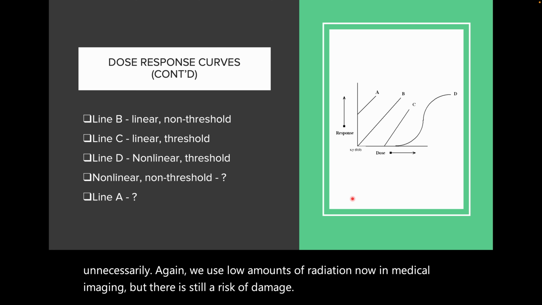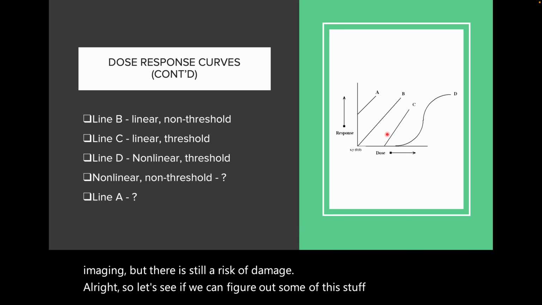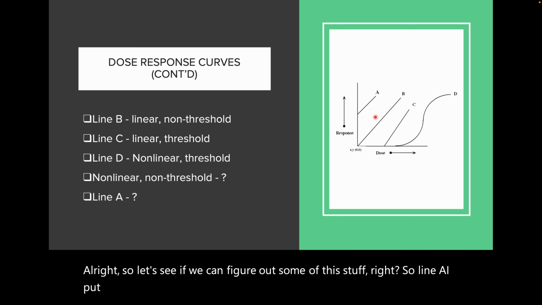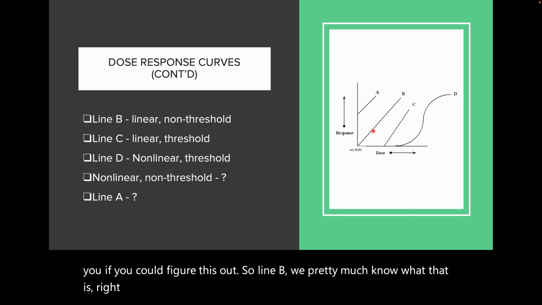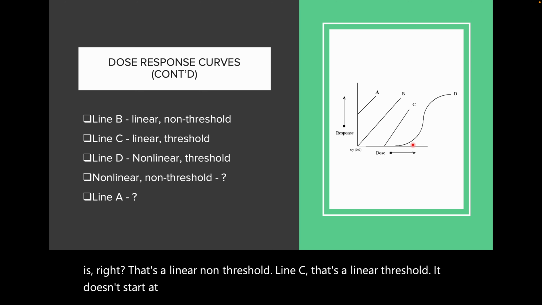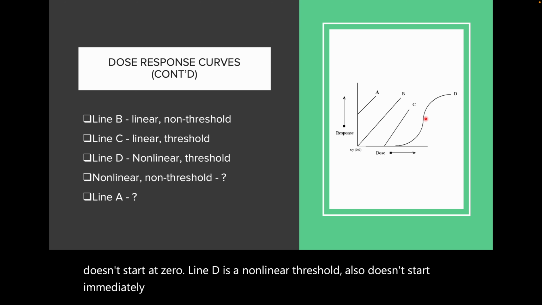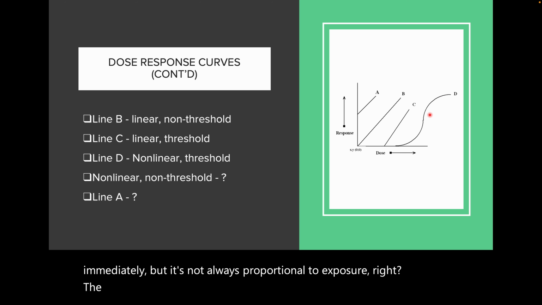All right, so let's see if we can figure out some of this stuff. So line A, I didn't ask you, actually it wasn't on the other one, but I'm going to ask you if you could figure this out. So line B, we pretty much know what that is. That's a linear non-threshold. Line C, that's a linear threshold. It doesn't start at 0. Line D is a non-linear threshold. Also doesn't start immediately, but it's not always proportional to exposure. The response observed is not always proportional to exposure.